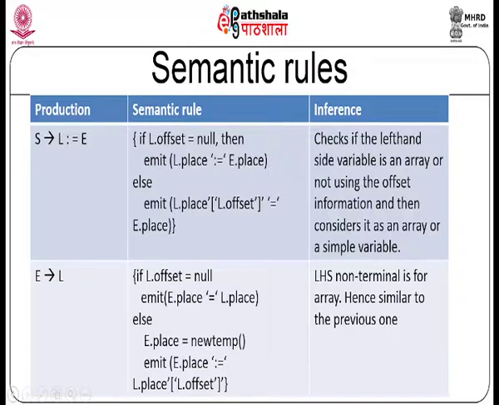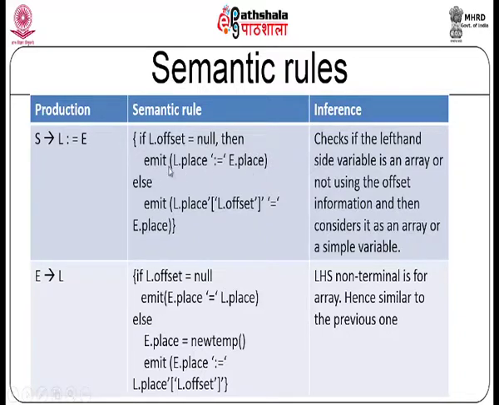Say for example, you have S produces L colon equal to E, this is your first production. Now, what am I checking here? If L dot offset is equal to null, because we already said L is an array variable, and this L also produces ID, a simple ID, or it could be an array itself. So, if its offset is null, which means that L refers to a simple variable or simple identifier only. In that case, you have to emit L dot place is equal to E dot place.